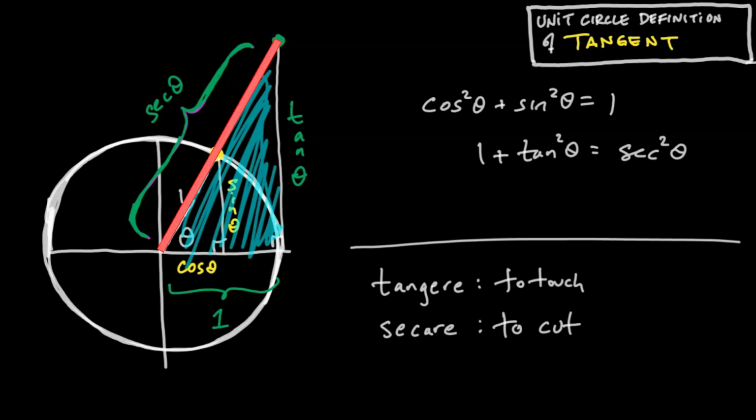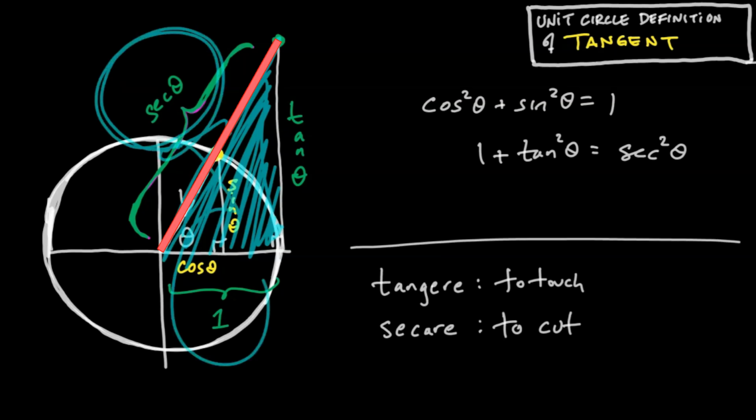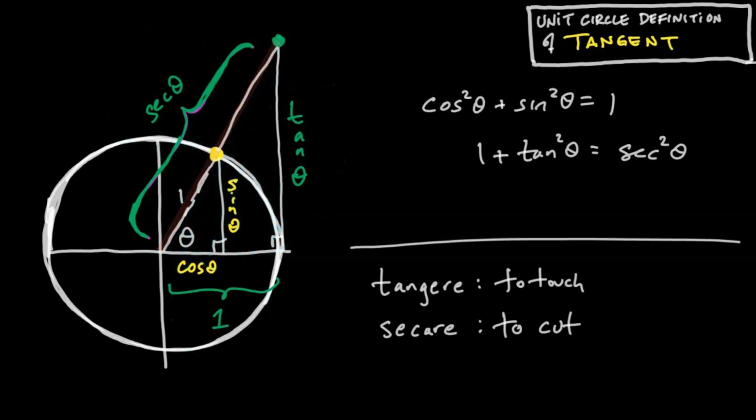The hypotenuse is the one that cuts the circle. It's the secant. That means it's going to be all by itself on one side of the equation. 1 squared plus tangent squared is secant squared. So that may or may not help you remember it, but it certainly helps me remember it. And whether or not it helps you remember it, it's good to understand where secant comes from.